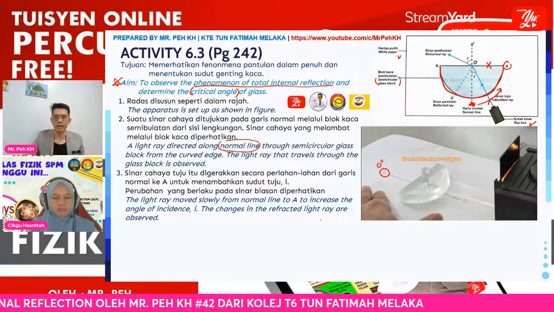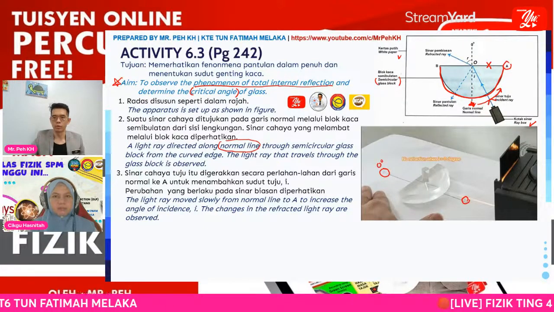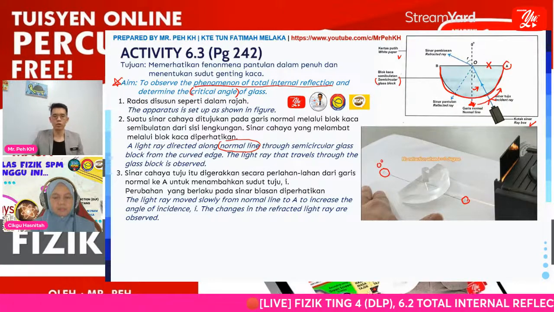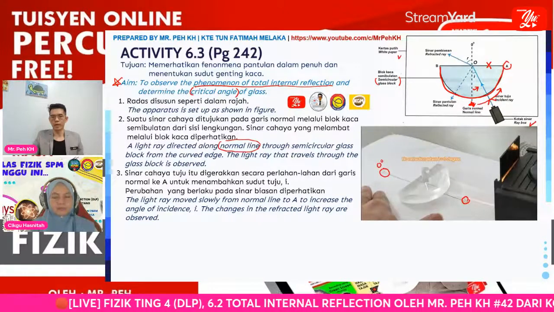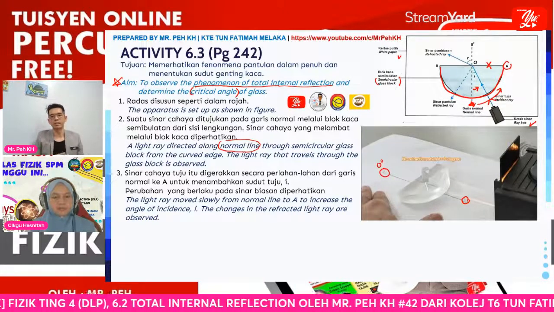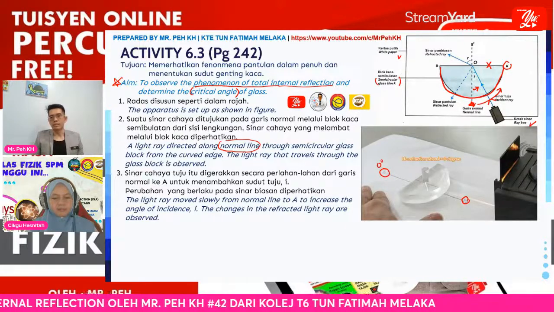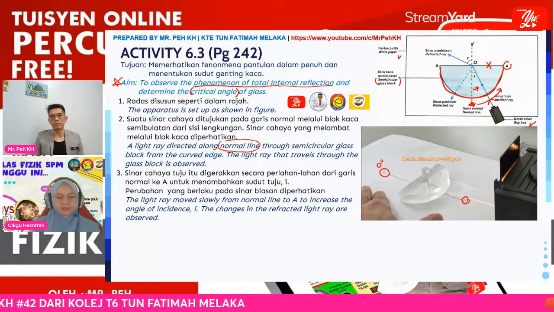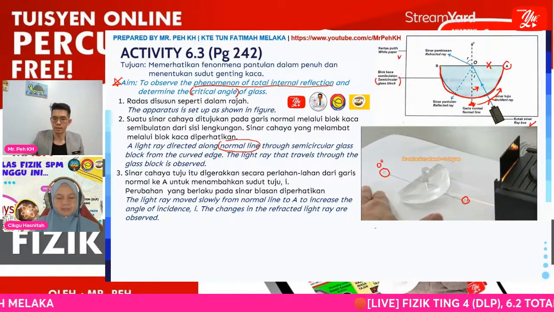Okay, so to increase the incident angle. Initially it is 0, here is 0. So we need to increase the incident angle, and the changes in the refracted ray are observed. As mentioned just now, if the incident angle is less than the critical angle, as you learned in 6.1 already, refraction will occur. You can look at the short video clip here.